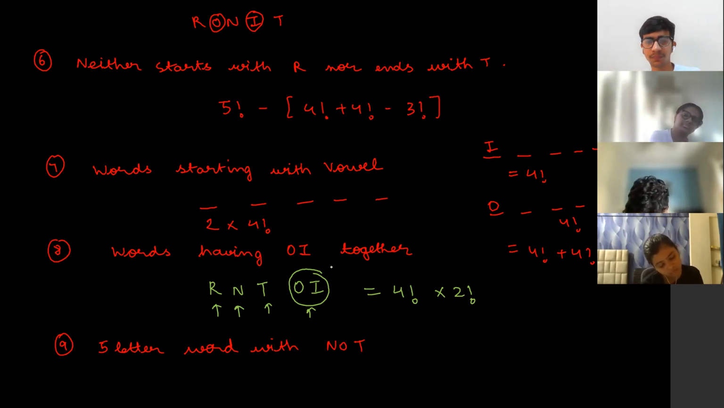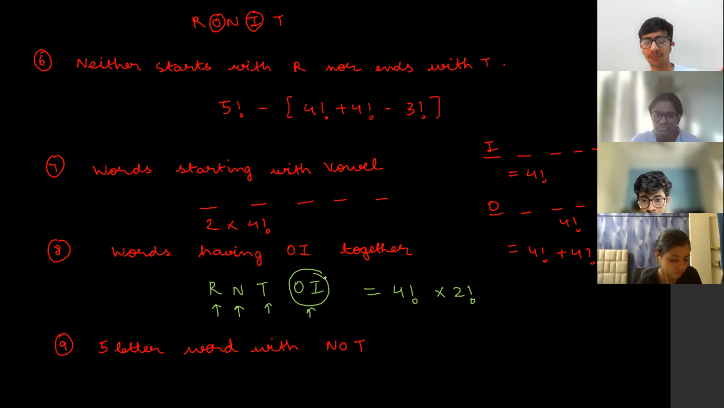Sir, I actually considered OI as only one, like the number of ways as only O and I, so I did not consider this shifting, and so that is why I only took it as 3 into 3 factorial. Okay. Is it clear now? How do we do these types of questions?